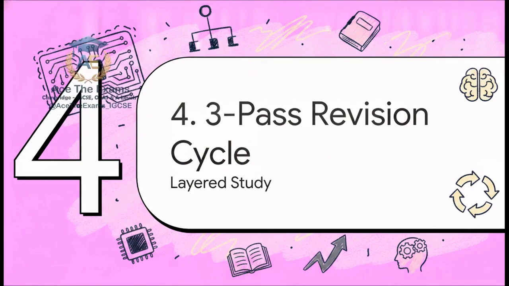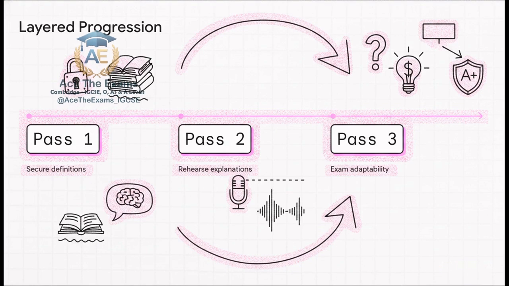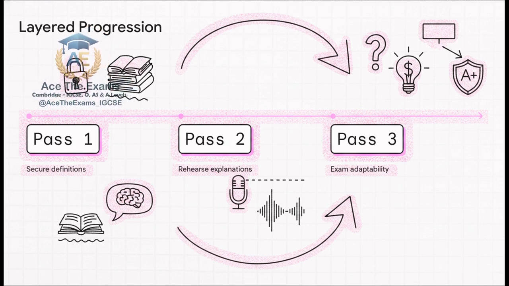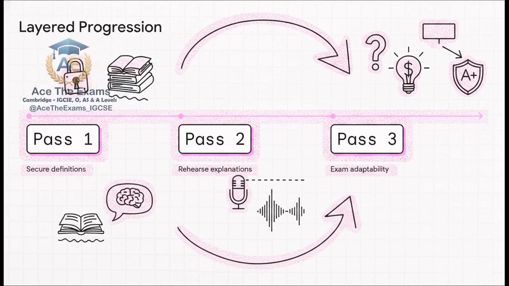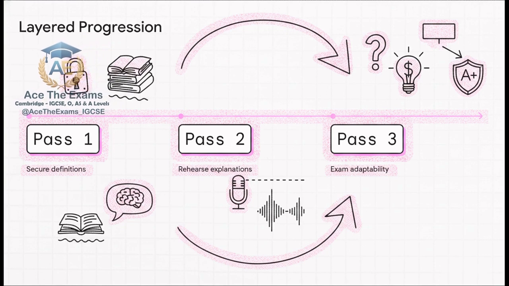Let's look at layered study. Let's move to this and see how this builds, because you might be wondering, how do you actually study this dense material so it truly sticks in your brain? The answer is a chronological layered study progression. Pass 1 is all about securing your core definitions and contrasts, just getting the foundation solid. Pass 2 is where you start rehearsing your explanations and physically drawing out those diagrams of sound waves being sampled.